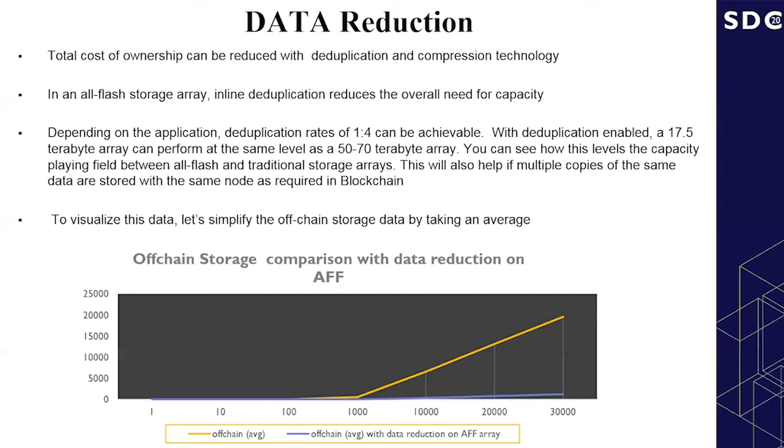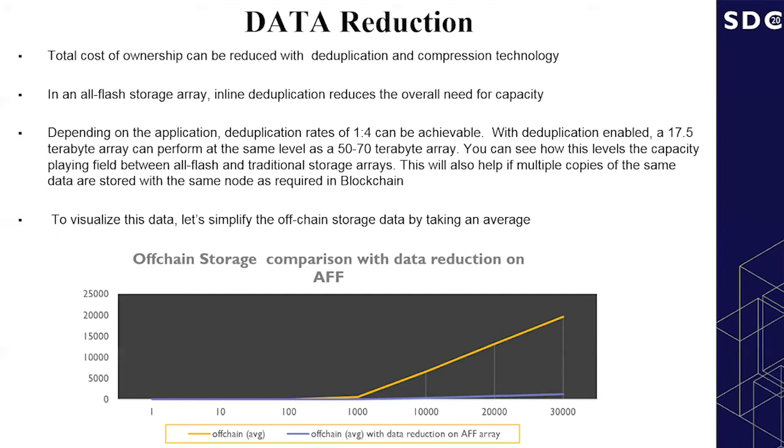So you can see here the yellow line indicates the amount of storage off-chain that is going to be consumed based on the number of transactions per second. Once it crosses 1,000, it increases very drastically. The amount of storage required will be somewhere in the range of 20,000 TB.